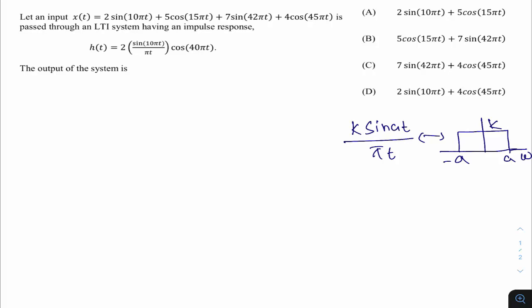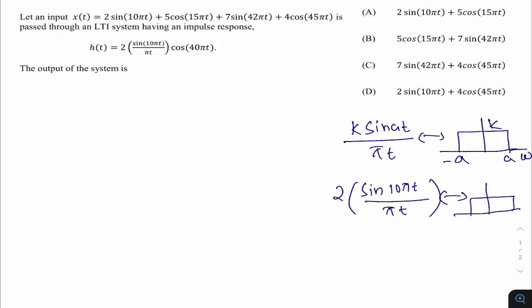And I have one more property to tell you here. If I use this property for this function, 2 sine of 10 pi t divided by pi t, if this is my time domain function, its corresponding frequency response characteristic will be something like this. This is a low pass filter. These points are minus 10 pi and plus 10 pi, and this height is 2 because this factor is 2 here. Okay, this is what we know now.